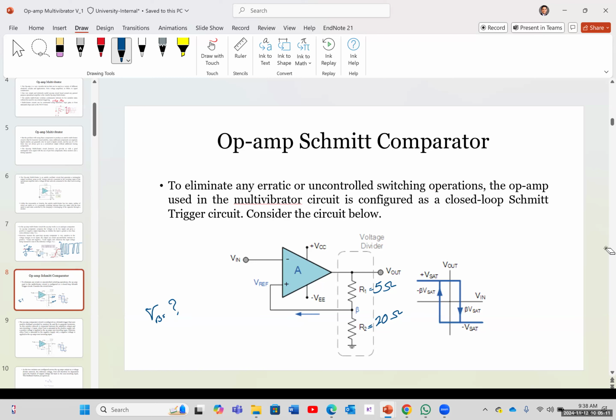I'll give you 5 minutes to find this. This is a type of inverting amplifier. I want to find V beta. What is V beta? I'll give you 4 minutes to find it. And imagine V out here is 2 volts.